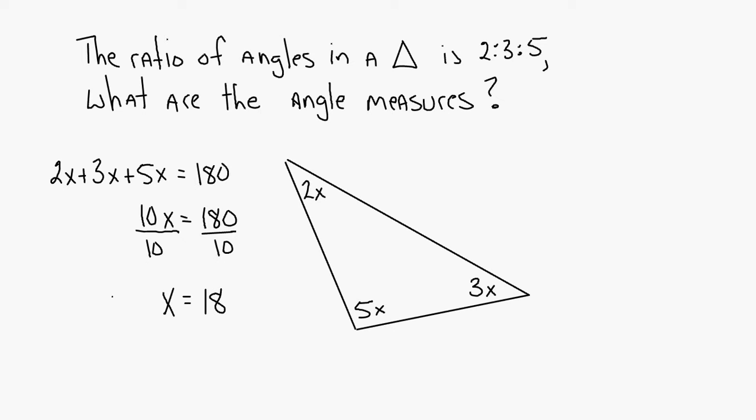But that wasn't the question, was it? The question was, what are the angle measures? Well, 2 times 18 would be this angle measure. What's 2 times 18? 36, good. And 3 times 18? Good. And 5 times 18? 90 degrees. All right, the picture's not really to scale, but do you get the idea? If you're given the extended ratio of the interior angles of a triangle of 2 to 3 to 5, then 2x plus 3x plus 5x has to equal 180. Okay?